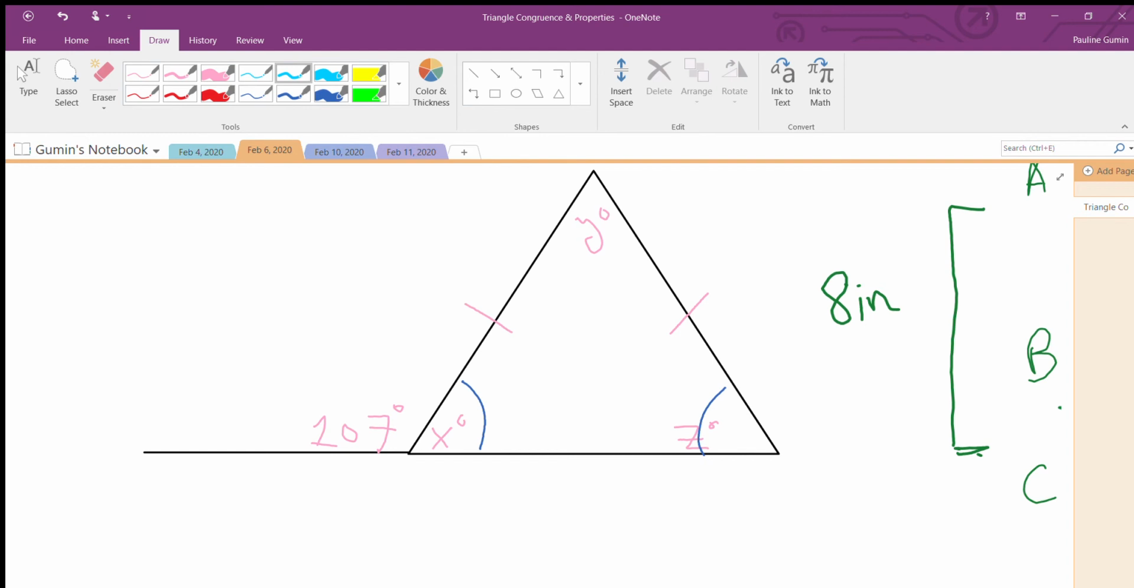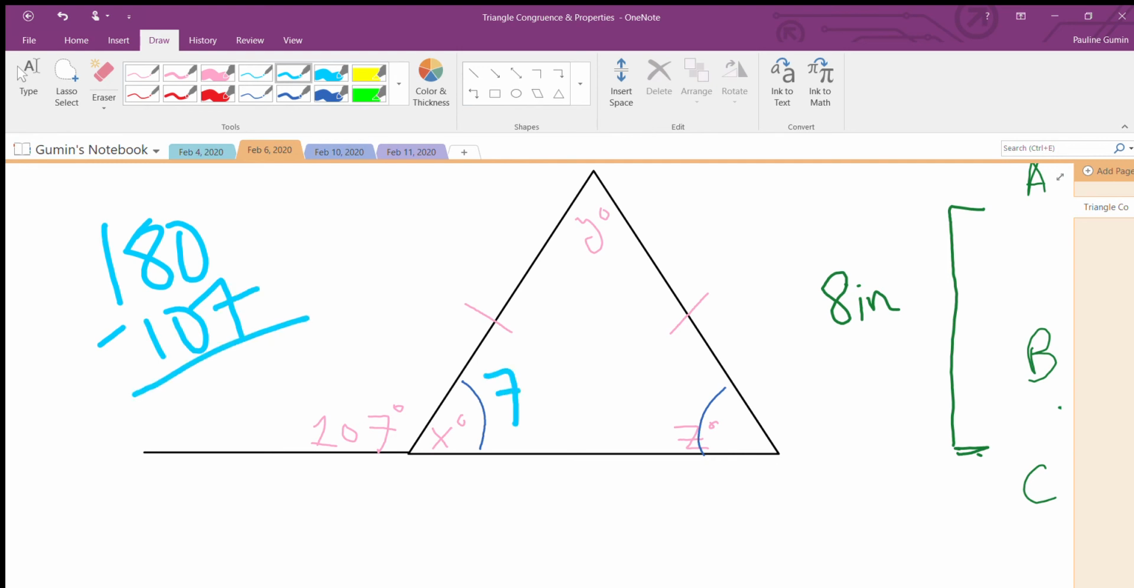Now, X and 107 are a linear pair. They create a line. A line has 180 degrees. So in order to find X, we do 180 minus 107. So we get 73. Well, X and Z have the same value. So Z is also 73.